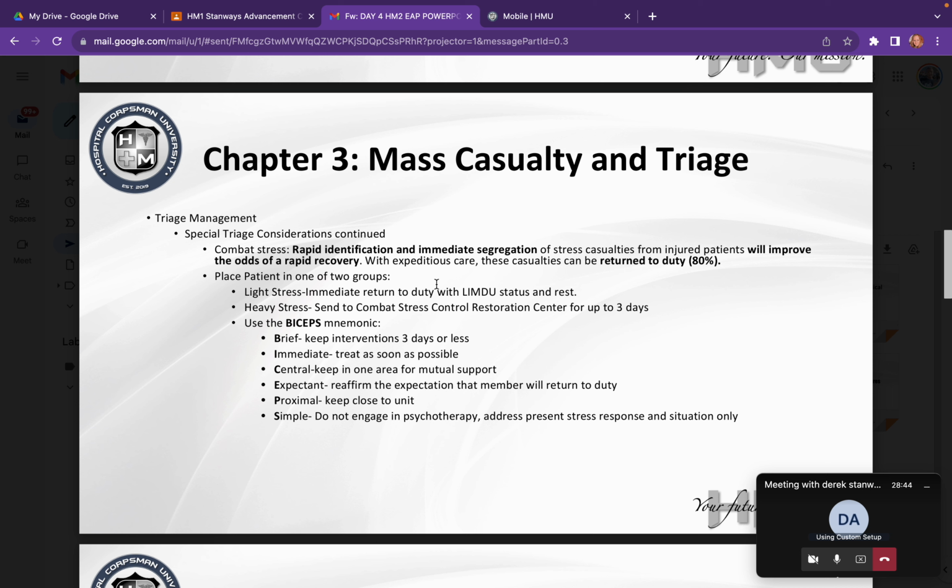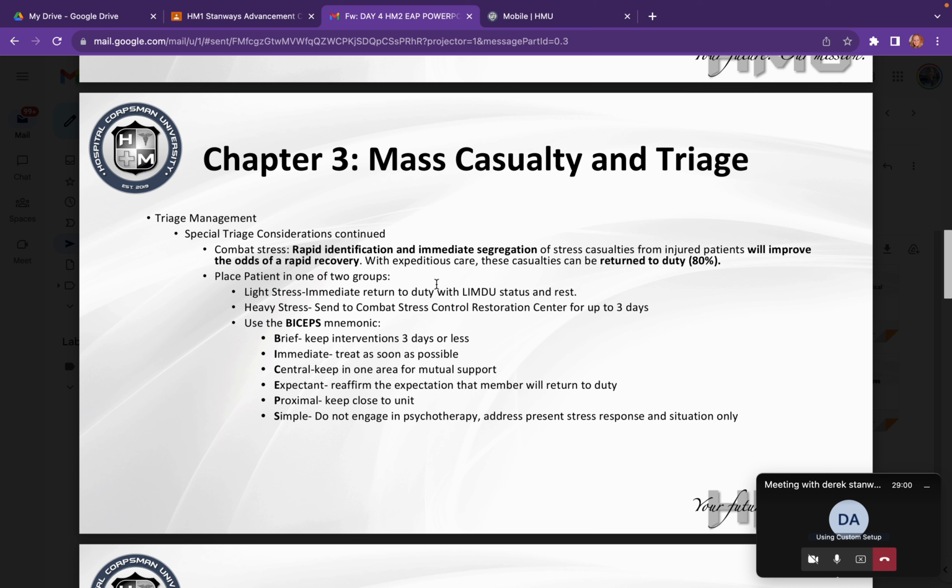So you're going to place patients in two groups, light stress and heavy stress, using the BICEPS in mind. So: brief, immediate, central, expectant, proximal, and simple. Brief means keep interventions to three days or less. Immediate means treat as soon as possible.